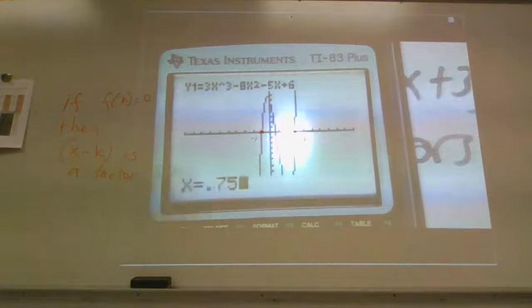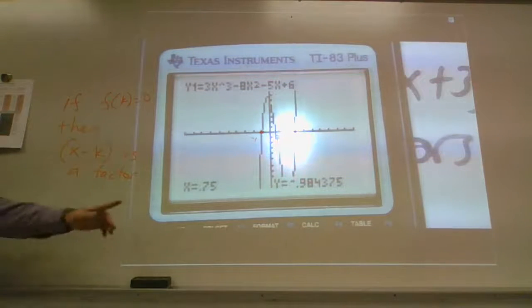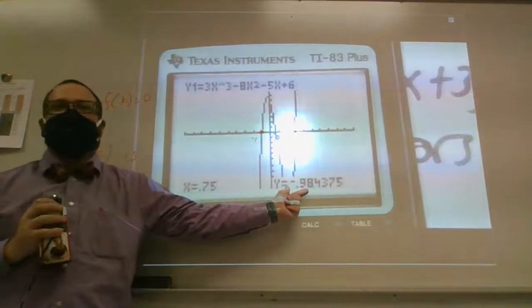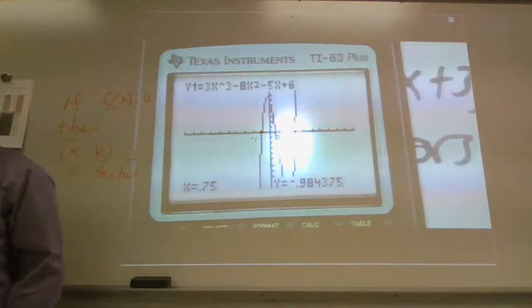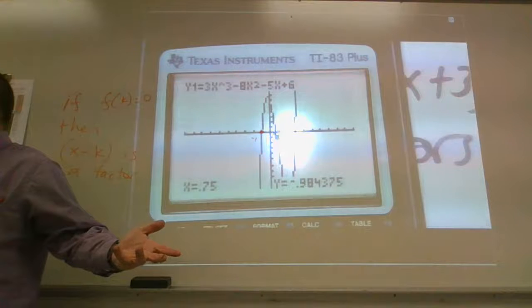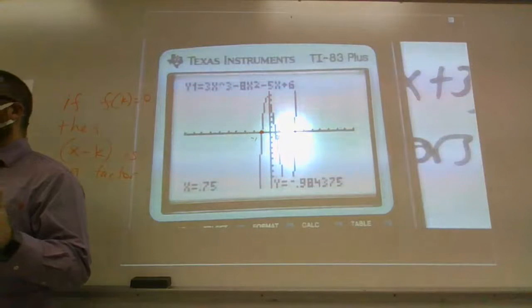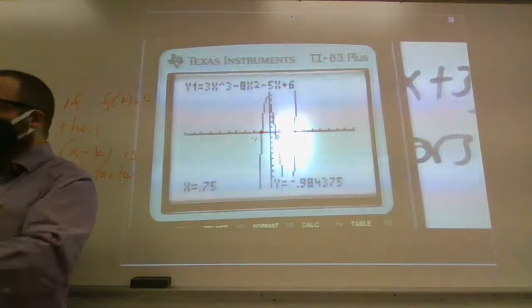Check this out. 0.75. Unfortunately, 0.75 is not the x-intercept. In order for 0.75 to be a 0, the y value would have to be 0. But it doesn't work. We can keep guessing all day long. Here's the thing. Can we agree that it's somewhere between 0 and 1? You don't have to guess it right now.